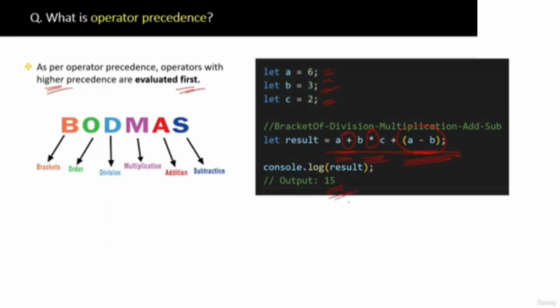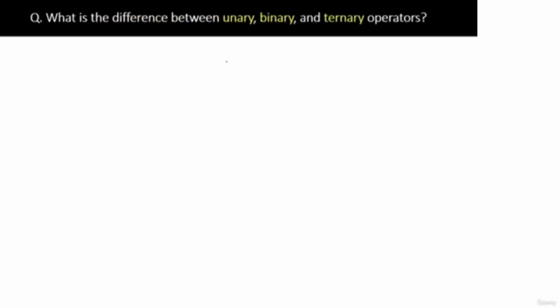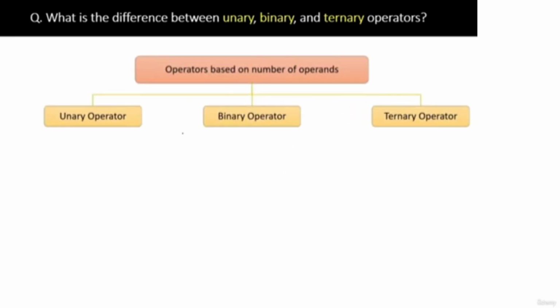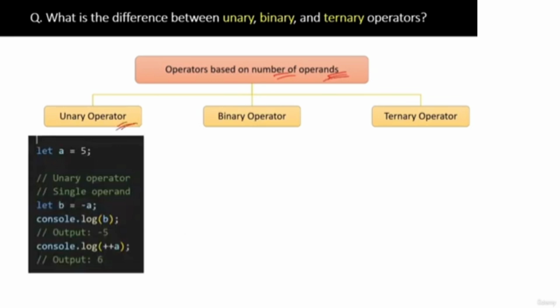This is operator precedence. What is the difference between unary, binary and ternary operators? Here we have three operators, unary, binary and ternary. They are operators based on the number of operands. So for example, here is the code for the unary operator. Here you can see that this minus is applicable to this single operand a. So that's why we call it a unary operator, because it is applied to a single operand, and the output will be like this, -5. And then the second, the increment operator plus plus a, it is also a single operand, so it is also unary.